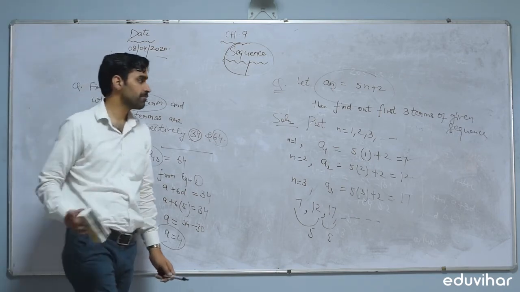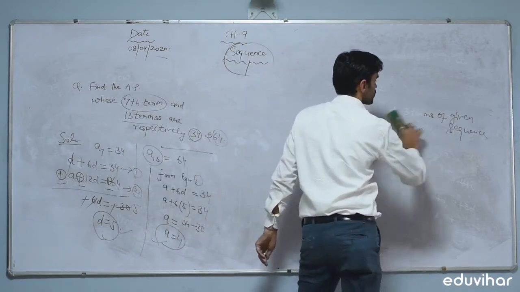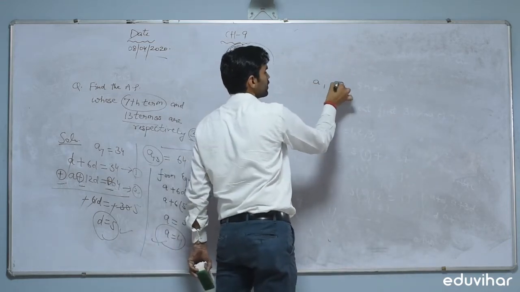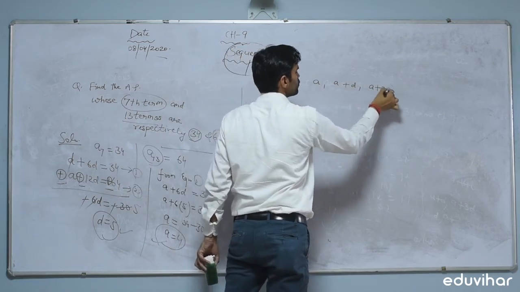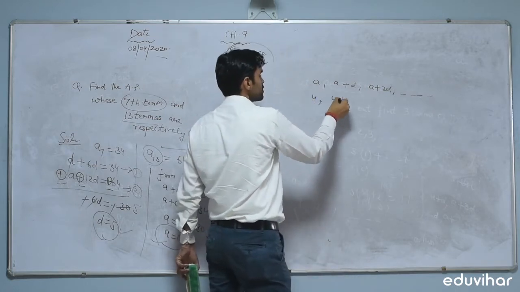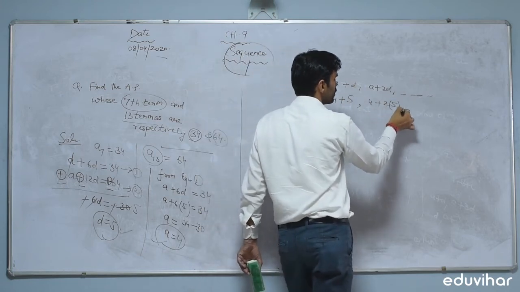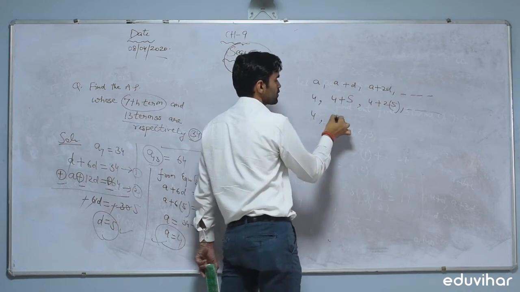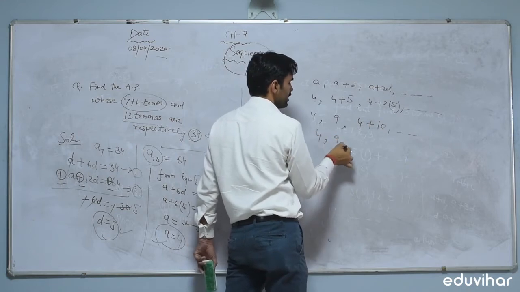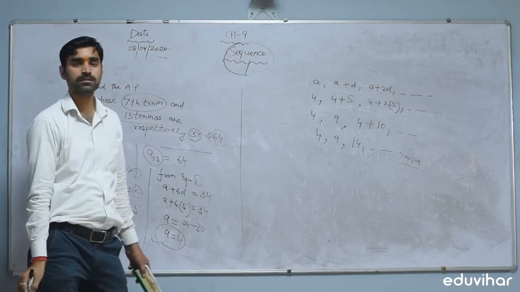In this way we can find the AP, the arithmetic progression, by using the general form a, a plus d, a plus 2d and so on. Here a is 4 and d is 5. So 4, 4 plus 5 is 9, and 4 plus 2 fives is 14. That is 4, 9, 14. This is the required AP.